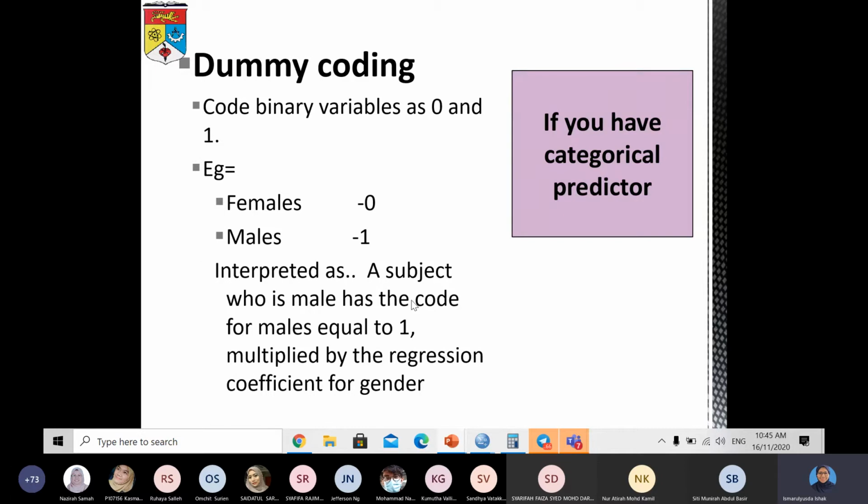So you can interpret that a subject who is male has the code for males equal to 1 multiplied by the regression coefficient for gender. If you want to predict females, when you multiply with 0, of course it is 0. You don't add or subtract anything.